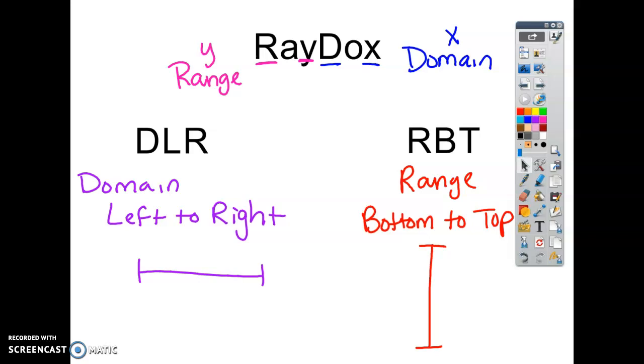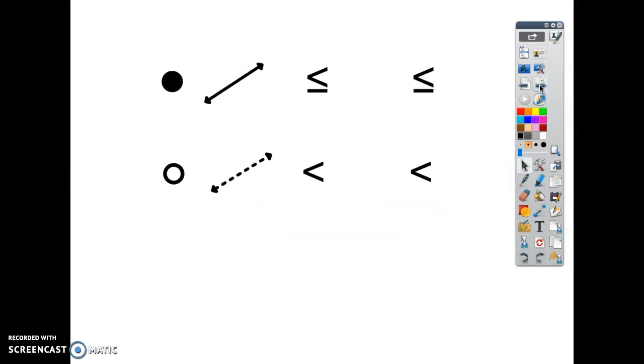Okay, so one more thing. These are also on my wall, just in case you forget. If it's a closed circle or a solid line, you have to have equal to at the bottom. If it's an open circle or dotted line, it does not include equal to. So make sure you write this down.